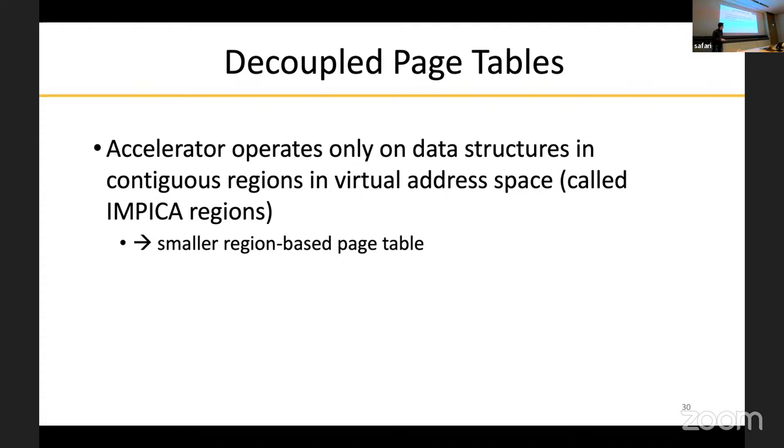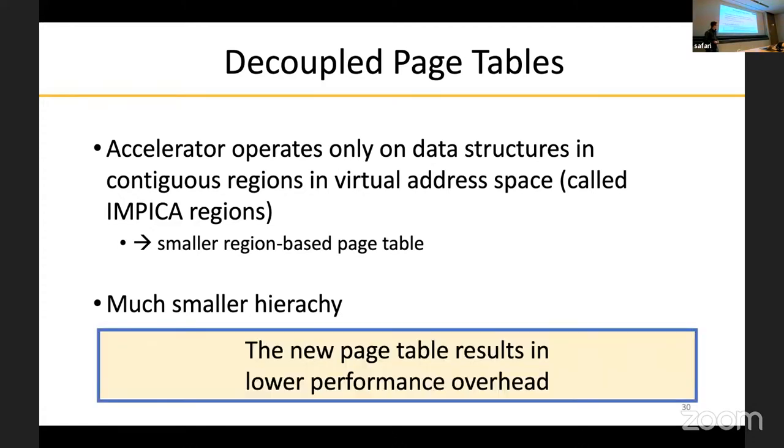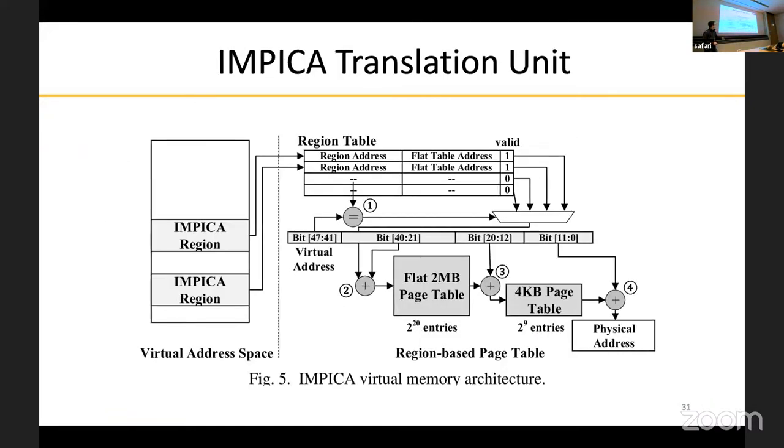Those continuous regions of address space are called MPCA regions. The hierarchy in the end is much smaller because those MPCA regions aren't that big, like in the CPU. So you need much less size, and therefore it results in a lower performance overhead.